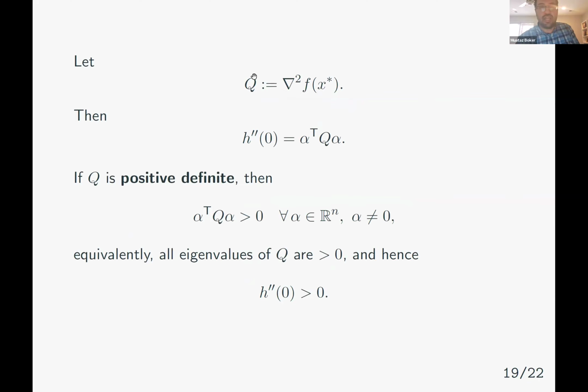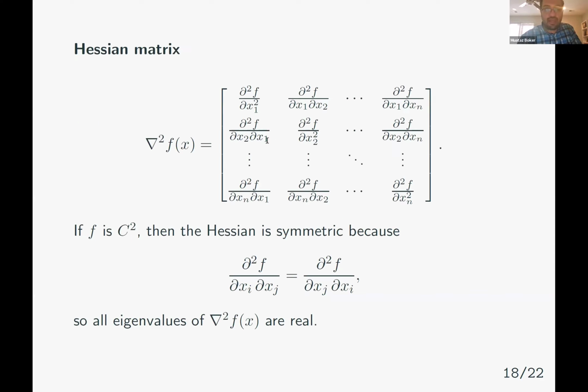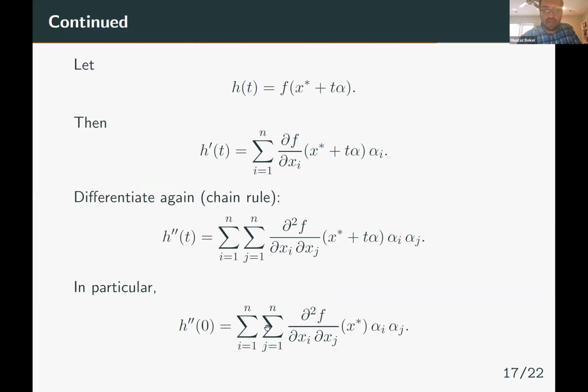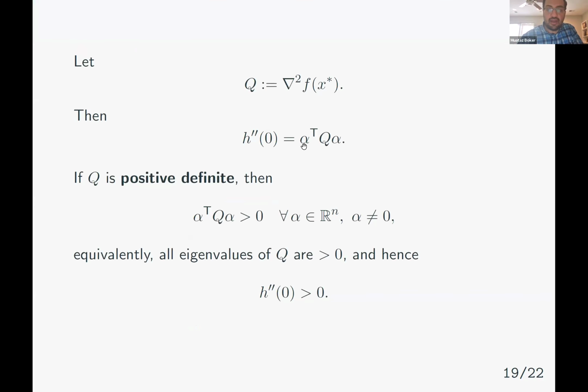Now define Q as the Hessian matrix. Then if you go back to here, you can write this definition. Remember, we are dealing with F at X star. We're calling it H, at time equal to 0. You can write this as alpha transpose Q alpha, where Q is the Hessian matrix.